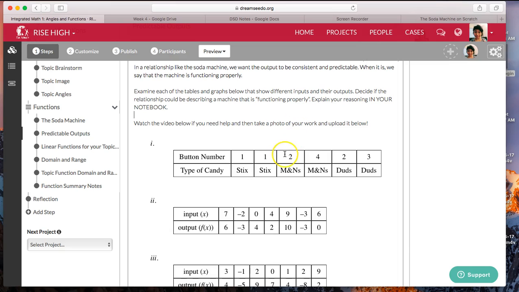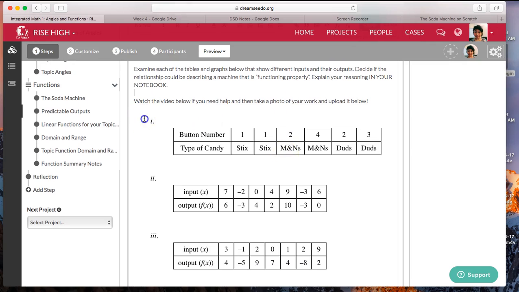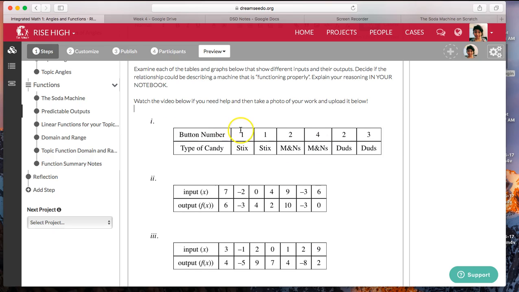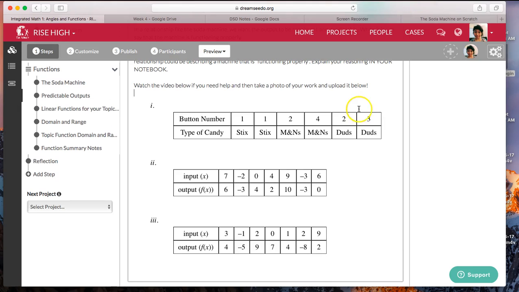So if you need help with this, I'll give you an example. For example, number 1, it says if the button number is 1, you get sticks. Number 2 gives you M&Ms. Number 4 also gives you M&Ms. And then pressing number 2 again gives you duds, and pressing number 3 gives you duds. So in my opinion, this machine is not functioning properly because number 2 gives you M&Ms sometimes, and number 2 gives you duds some other times. That's not cool because if I want M&Ms, I might get duds if I press 2, which is not great.